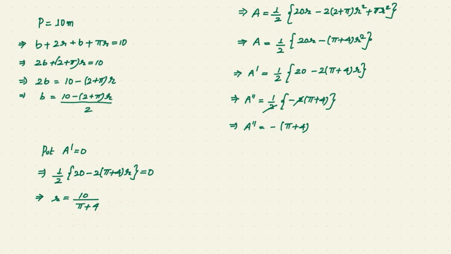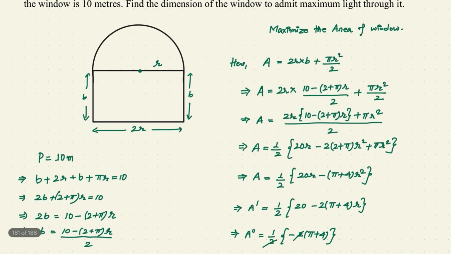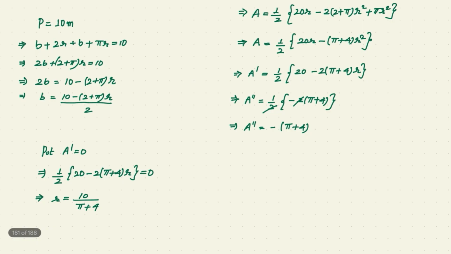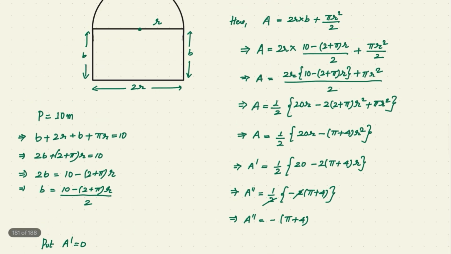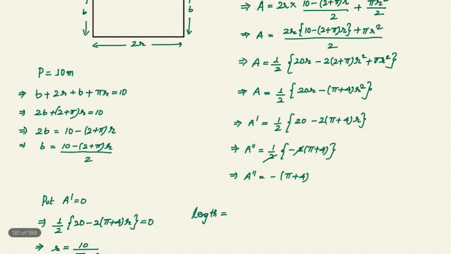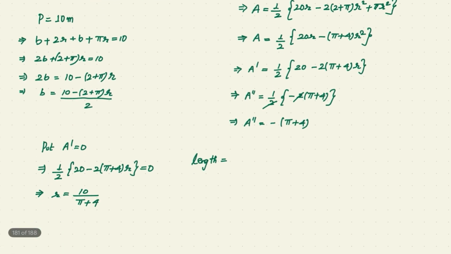And the question was asking to find the dimensions of the window. So since r is the radius of the circle, that means the radius of this semicircle should be 10 by (pi plus 4) unit. Therefore the length of the rectangle should be, since in the figure the length is 2r, 2 into 10 by (pi plus 4), which will be equal to 20 by (pi plus 4).